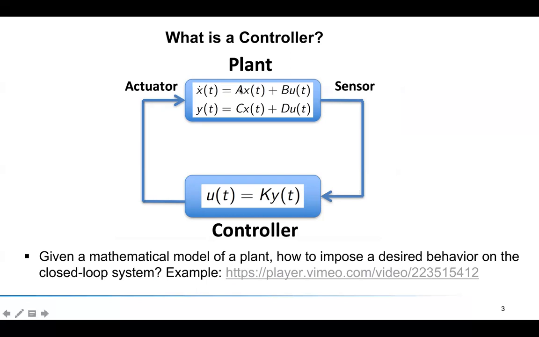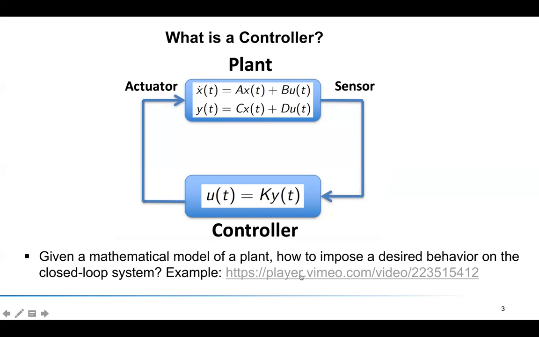But just for the sake of completeness, essentially, we have a plant or a system, and we would like to impose some sort of a desired behavior on the system. And we do that by designing a controller. So we periodically sense the state of the system, and using those sensed values we compute a control input, and we use that control input to actuate the system. And by appropriately designing the controller, hopefully we are able to impose a certain behavior on the system.